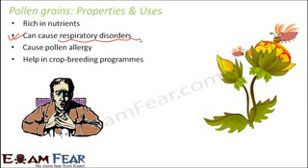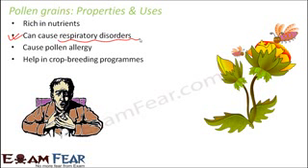It helps in crop breeding programs. So that is something good about it. How does it help in crop breeding programs? The pollen grains are very easy to be stored, and not only easy, it is also their speciality that they can be stored for years together. It is just that you have to keep them in liquid nitrogen.